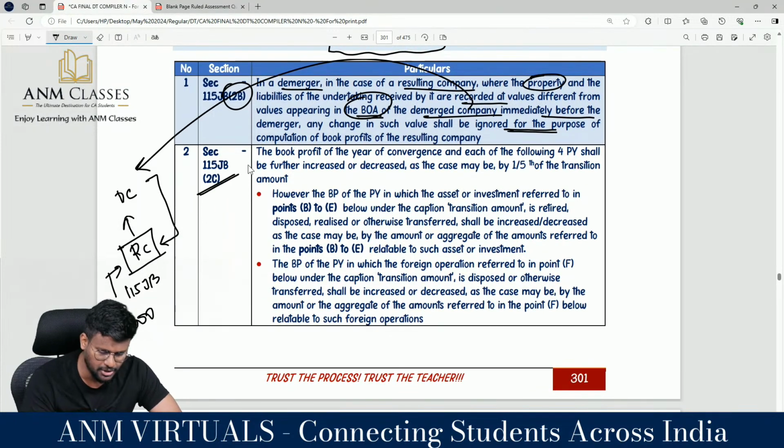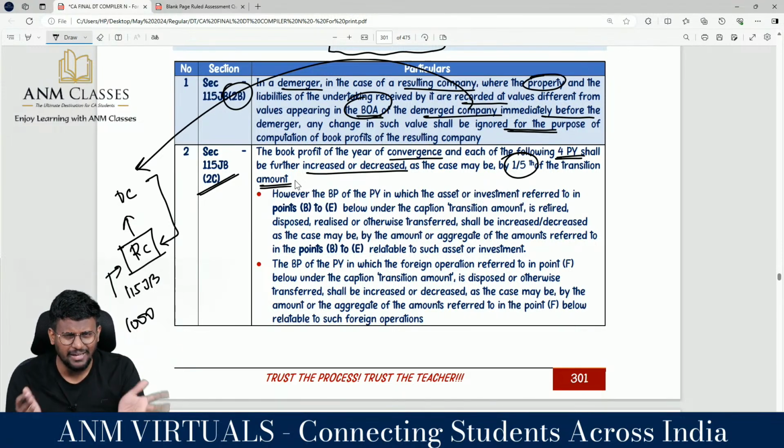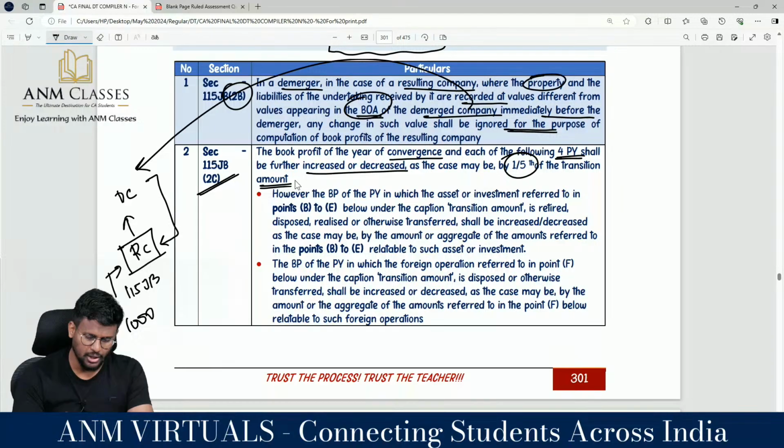Then 115JB subsection 2C. The book profit of the year of convergence and each of the following 4 previous years shall be further increased or decreased, as the case may be, by 1/5 of the transitional amount. Till now, I would have followed the normal accounting standard, but I become an Ind AS applicable company from this year, so I have to converge, I have to merge between the AS and the Ind AS. Because both are following some different principle. One is following historical cost and the other is following fair value accounting. So I have to make so many adjustments in so many ledgers.